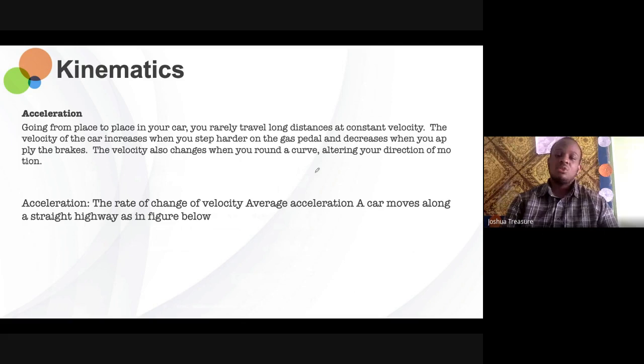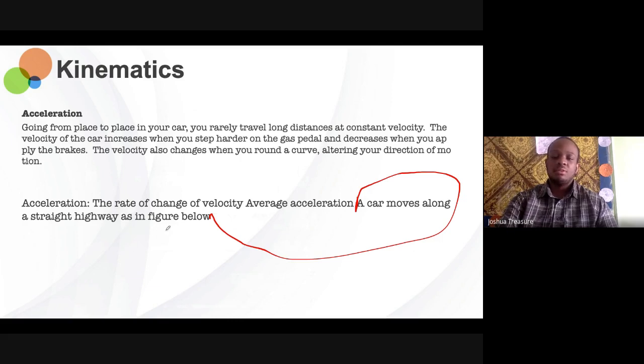All right. So average acceleration: a car moves along a straight highway as in the figure below. I'll show the figure now. So this should be here. This is not a part of our definition. So a car moves along a straight highway as in the figure below.